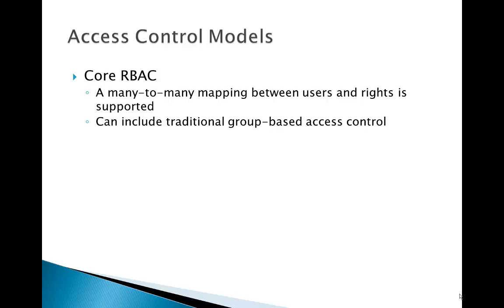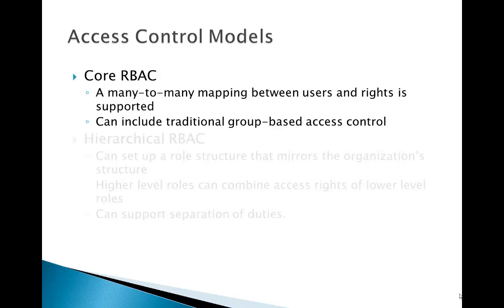You can also have traditional group-based access control. In traditional access control lists, you can assign rights to individual users, but you can also assign groups. And those groups are, in a way, very primitive, simplified roles. So core RBAC also, in a sense, supersedes or includes traditional group-based access control as a subsidiary category.